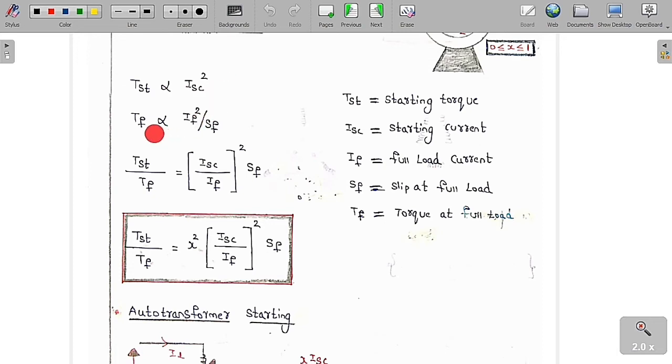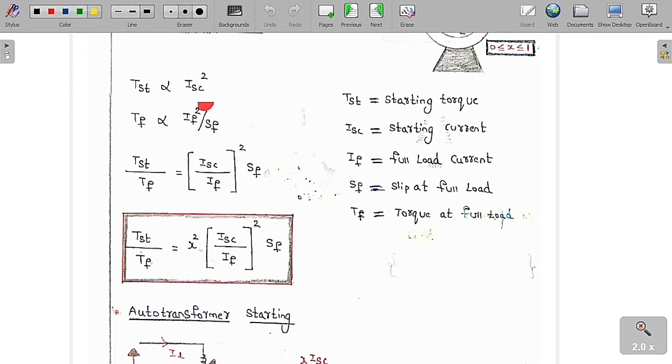Whereas for the full load torque, it is equal to 60 by 2 pi Ns into 3 into the magnitude of the full load current whole square into R2 by S. I have already told this. Therefore it is proportional to the full load current whole square by slip S, because the remaining factor omega is the same for both. So starting torque is proportional to starting current whole square, and the full load torque is proportional to full load current whole square by SF.